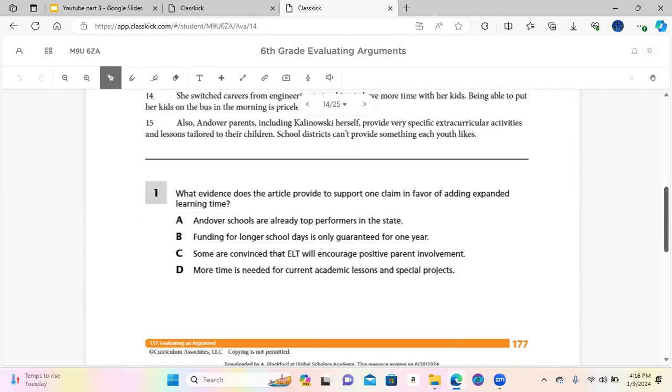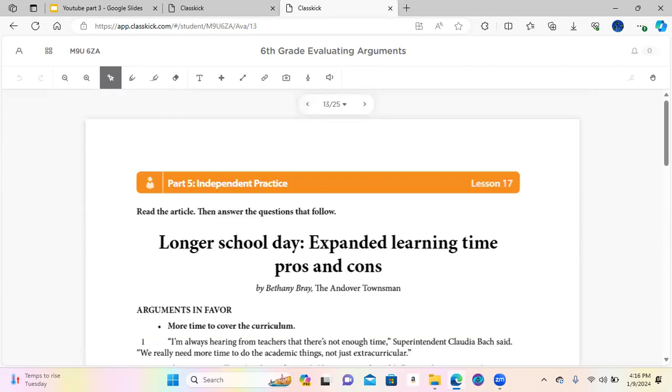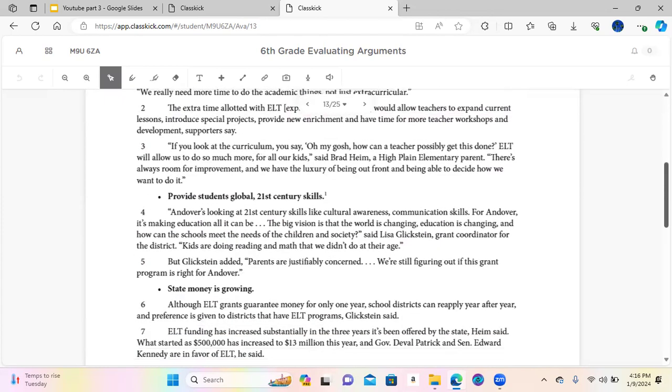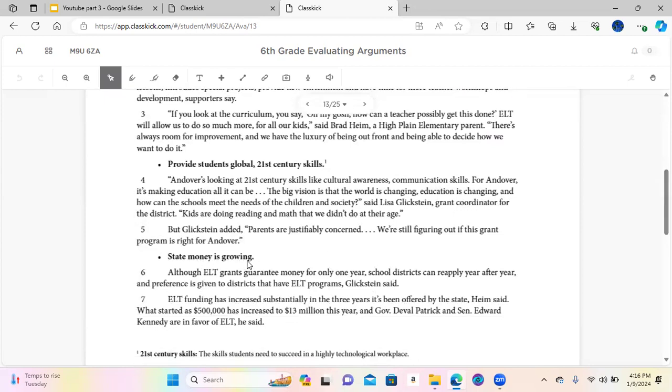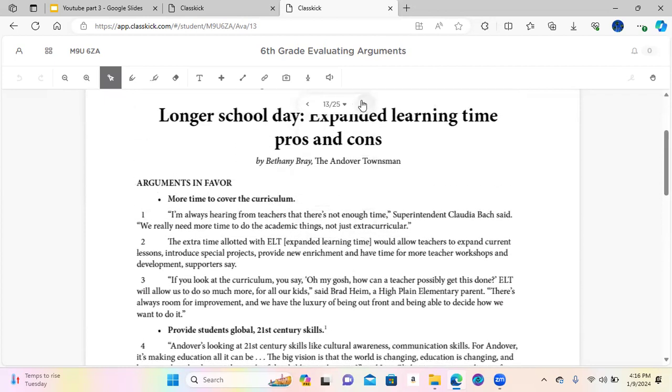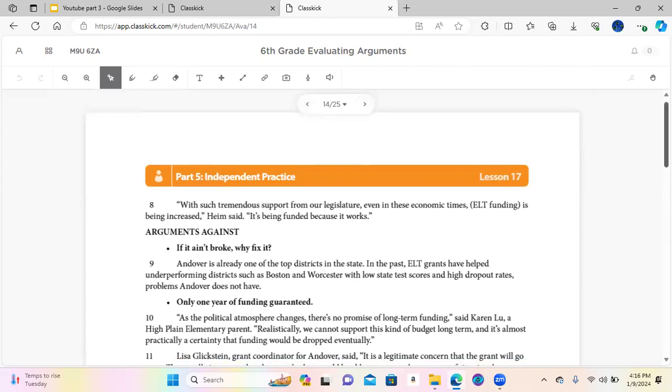Let's go ahead and answer the questions. What evidence does the article provide to support one claim in favor of adding expanded learning time? What's one claim in favor? Okay, so let's remember those claims in favor of it. More time to cover the curriculum, provide students global century skills, and state money is growing. We don't have to highlight those because they're already bolded. So let's go back to the question and see which of those is mentioned.